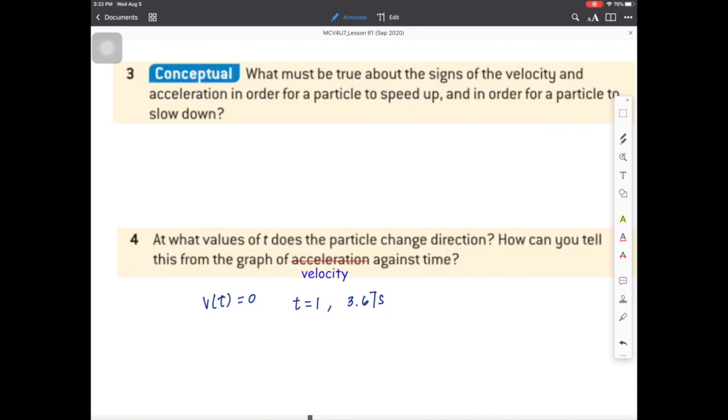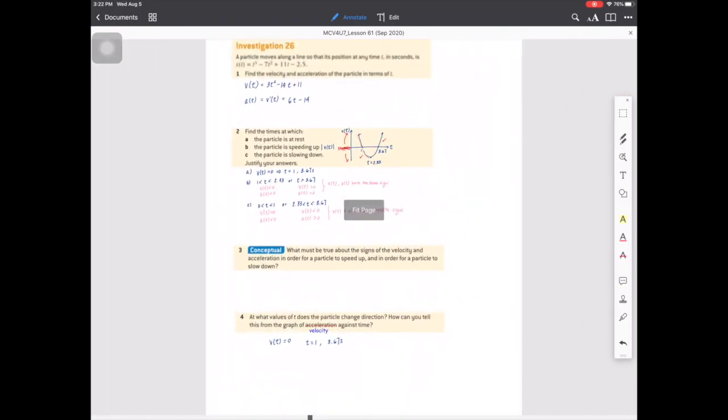This completes the first part of this lesson. In the next video, we're going to do a few different examples applying these ideas that we have just learned.